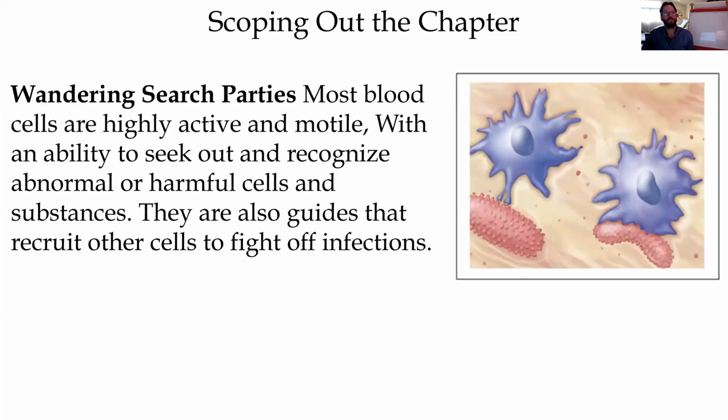And then the wandering search parties. These cells, these immune cells, aren't stuck. They're not immobilized, right? They're constantly moving throughout your body, whether it's your bloodstream or your lymphatic system. They're moving around throughout your body, looking for things to attack. Okay, and that's how your body surveils these pathogens.